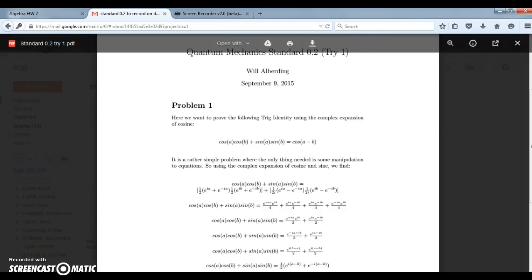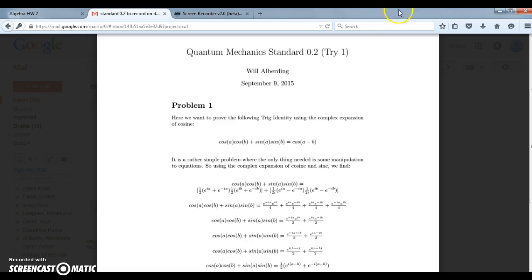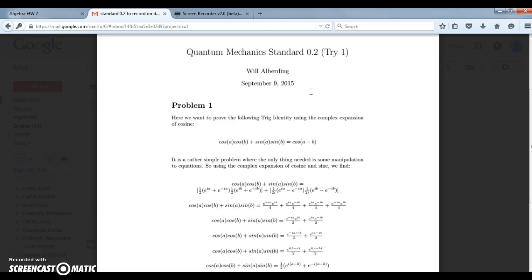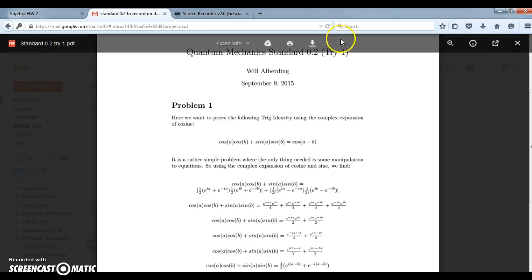Okay, this is my first attempt at standard 0.2. I decided to try problem 1, which was to prove the trig identity that cosine of a minus b is equal to cosine of a times cosine of b plus sine of a times sine of b. We're supposed to prove this using the complex expansion of cosine.